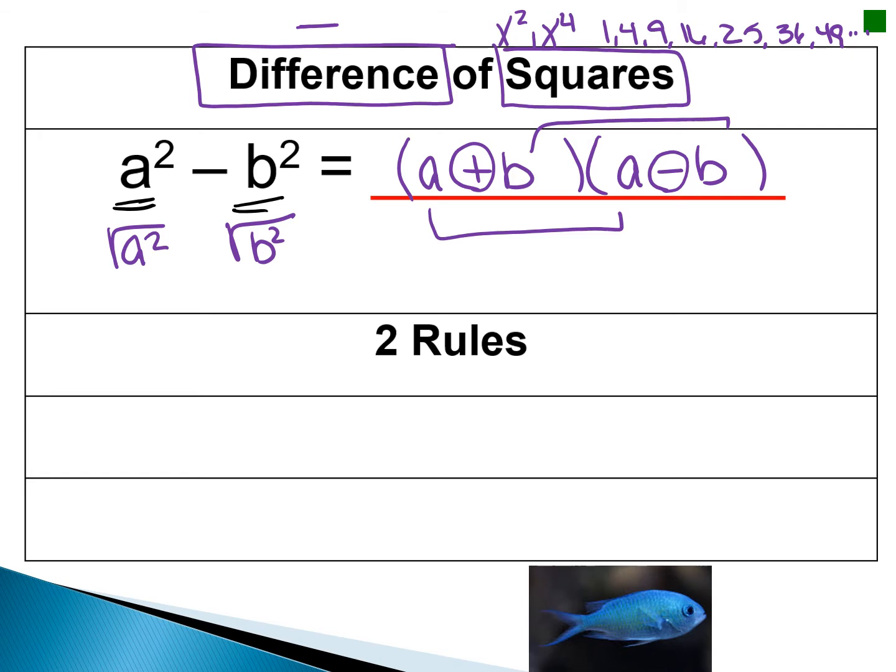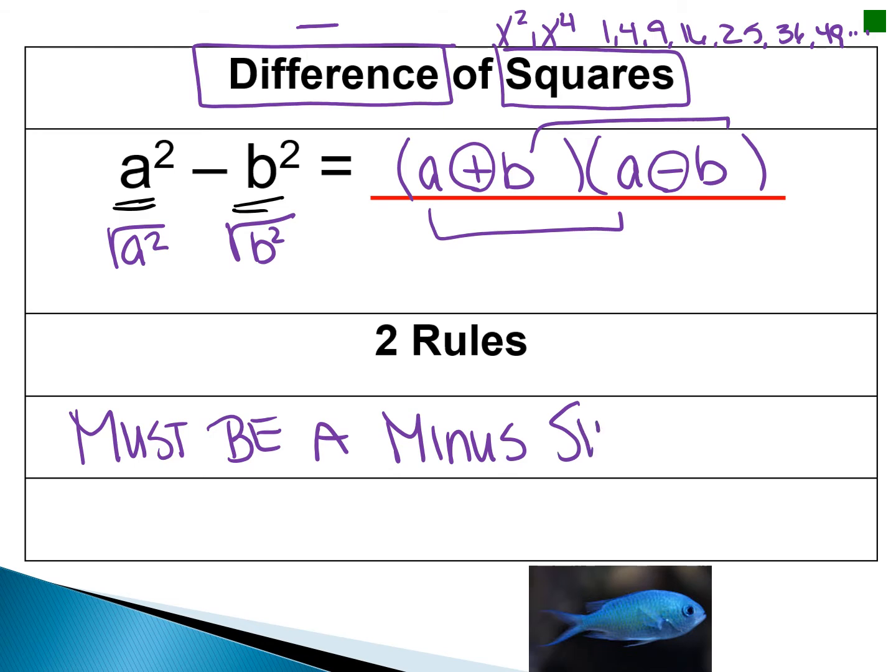Okay? The two rules are: there must be a minus sign. Okay? We can't have a sum. Must have a minus in between.